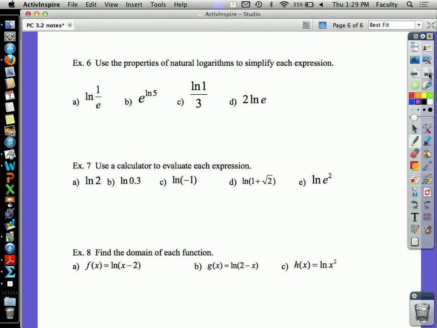Then when we finish the notes, we're going to play a game of tic-tac-toe. The winning team will earn candy. Oh, it is. I forgot I put it there.